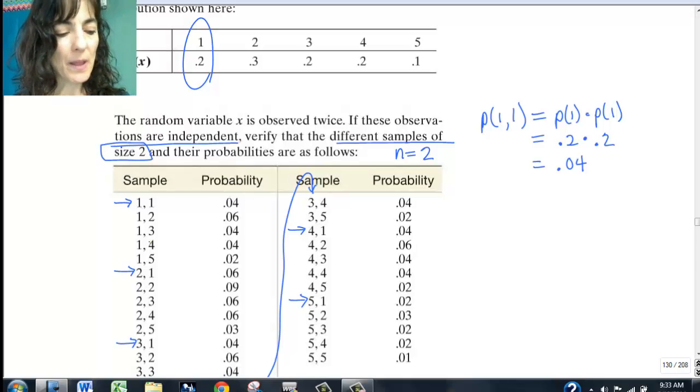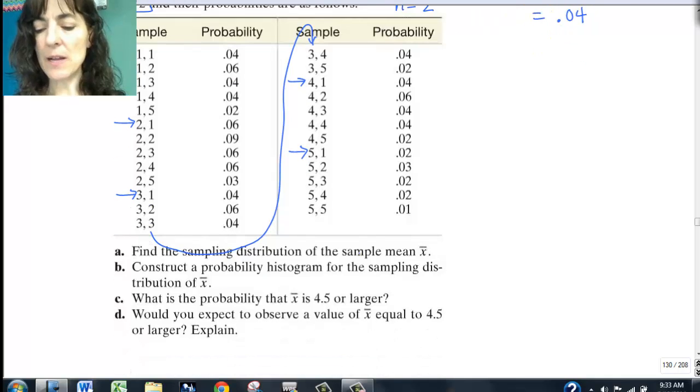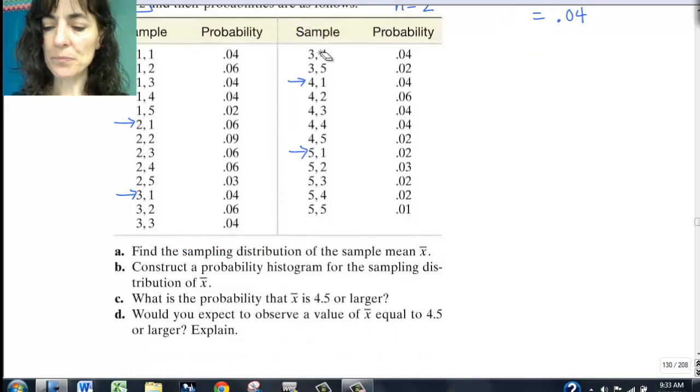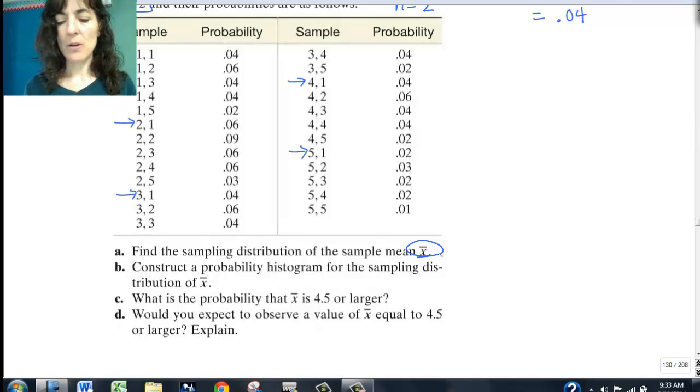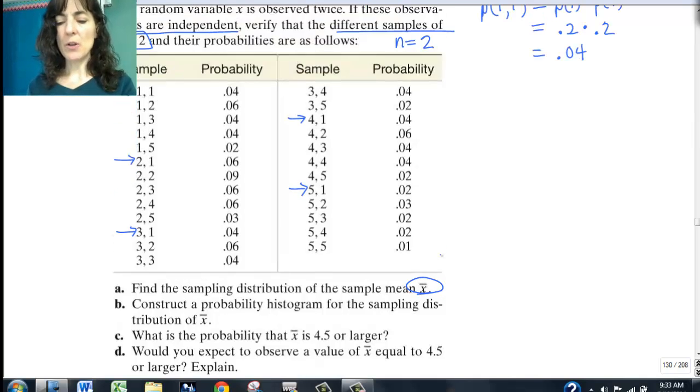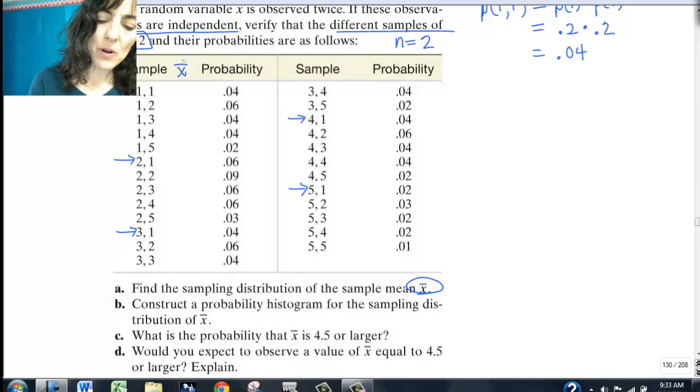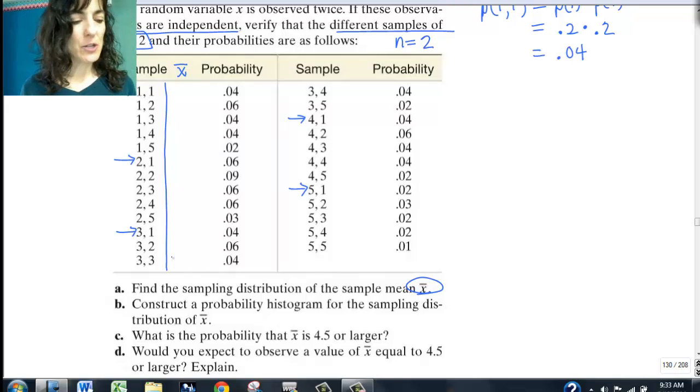Okay, then part A says find the sampling distribution of the sample mean x bar. So what I want to know is, what is my x bar? And I'm going to put that right beside, since I have a very nice large table.